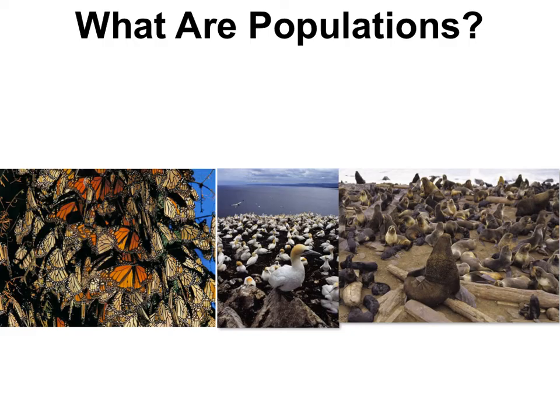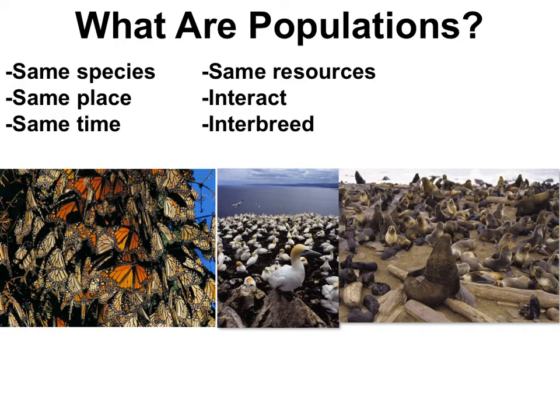We can't really start a video about populations without a solid definition of the word populations. Populations are groups of organisms of the same species, but it's really more than that. More accurately, populations are groups of organisms of the same species, living in the same place at the same time, and using the same resources. Organisms in the same population interact with one another as well as interbreed.